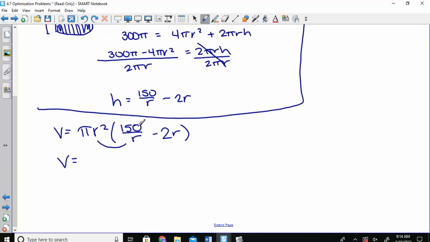So if we distribute, pi r squared times 150 over r, 150 pi r, minus pi r squared times 2r, 2 pi r cubed.